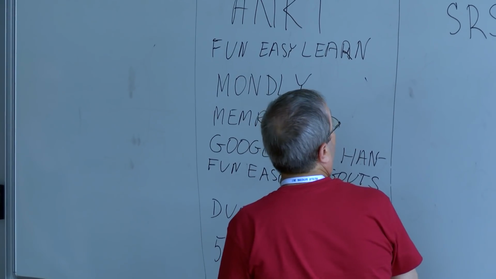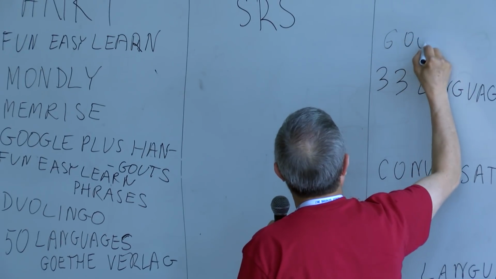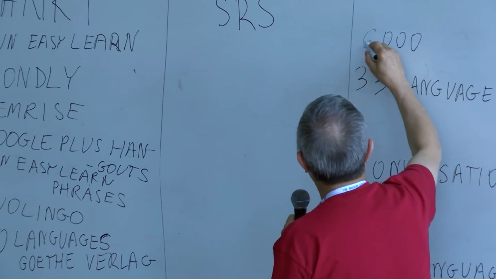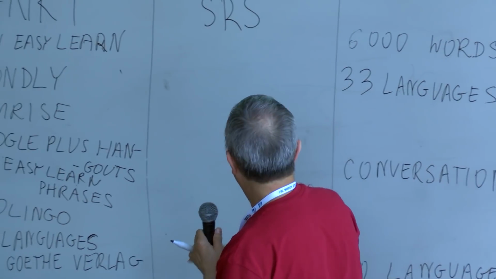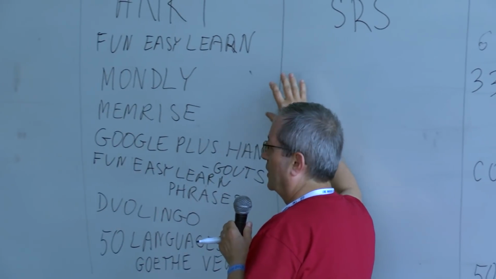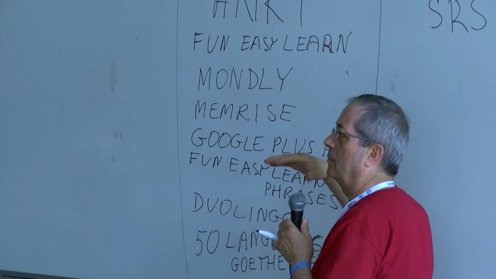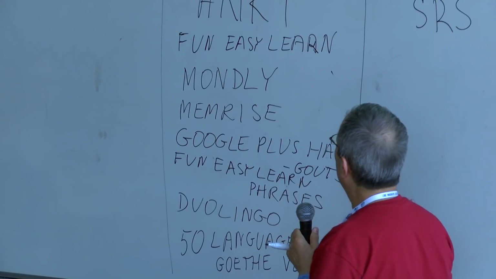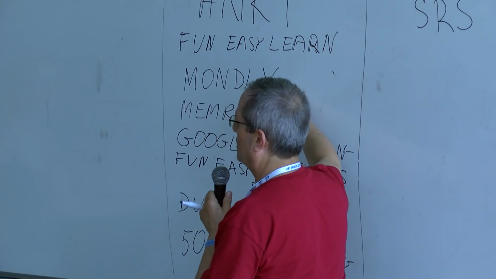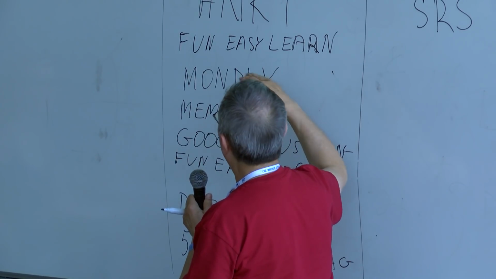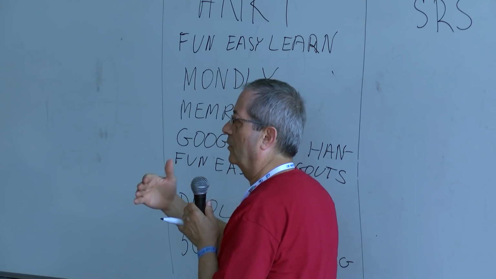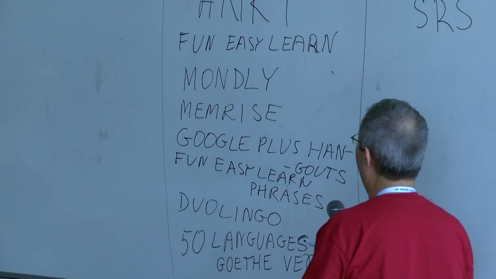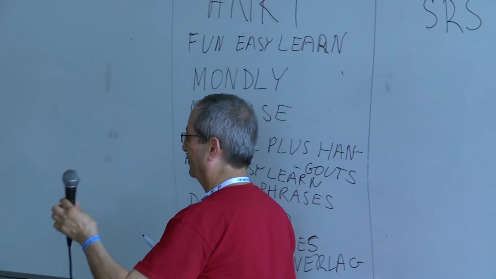This is for 6,000 words. The problem is that these words are sometimes not useful because they are very detailed. In monthly it is better because there are only words which are very useful. For example, I love you in many languages. So, thank you. Thank you very much.